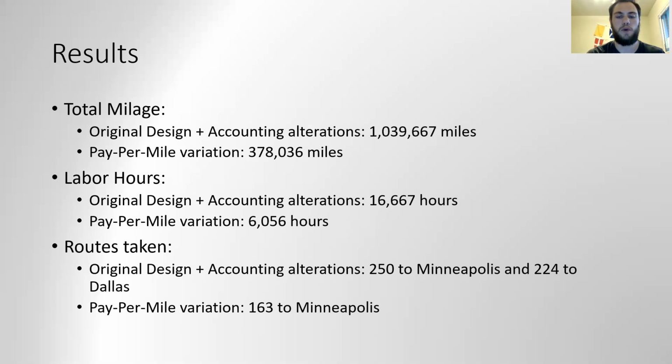The original design requires 250 routes to Minneapolis and then back to Denver, leaving 10 behind, and 224 routes to Dallas and back to Denver, stopping at every destination to meet the profit threshold. The pay per mile variation only requires 163 to Minneapolis.